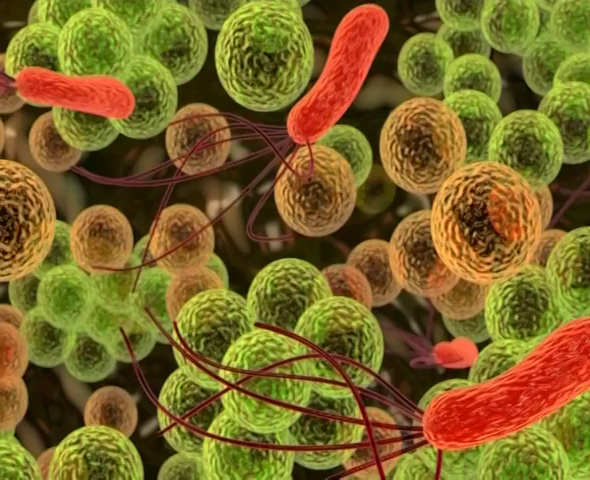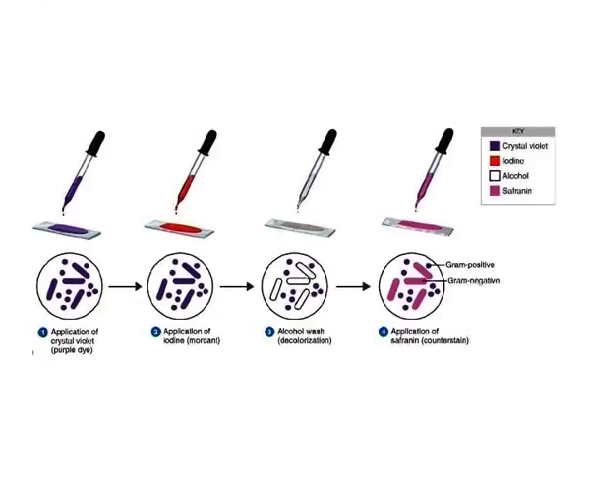Bacteria that retain the violet or purple color are called gram positive. Those that lose the violet or purple color but take the pink or red are called gram negative. Figure 4 shows the gram staining procedure.